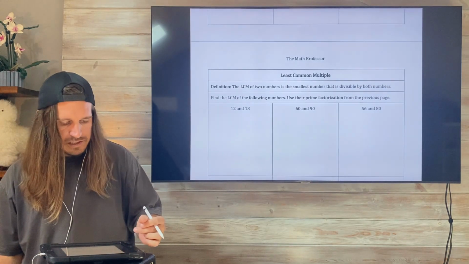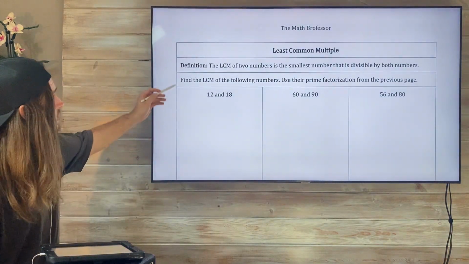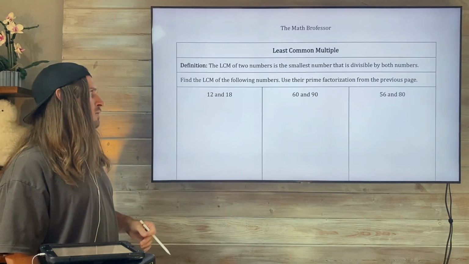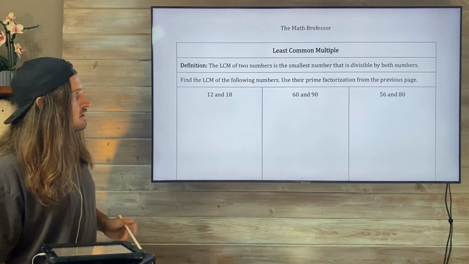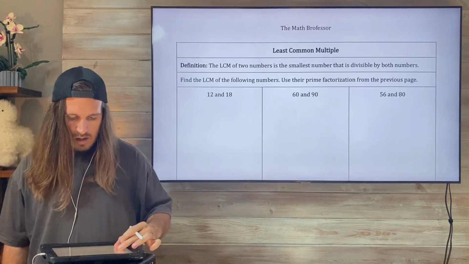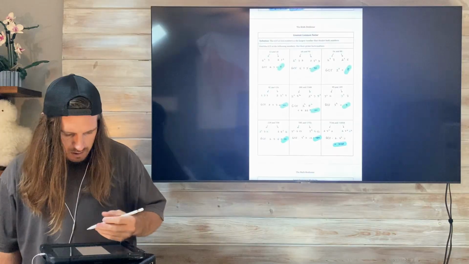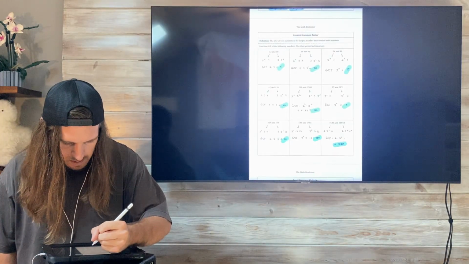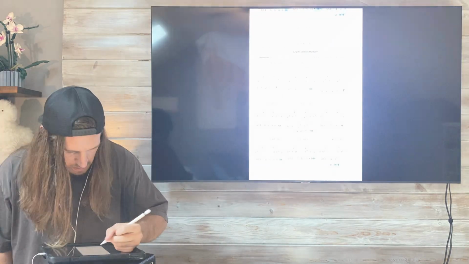Now we're on to the least common multiple. The least common multiple of two numbers is the smallest number that is divisible by both numbers. Find the LCM of the following numbers. Use their prime factorization from the previous page. So I recycled all the same numbers here. Forgive me for a second here. I'm going to copy and paste all these prime factorizations here.